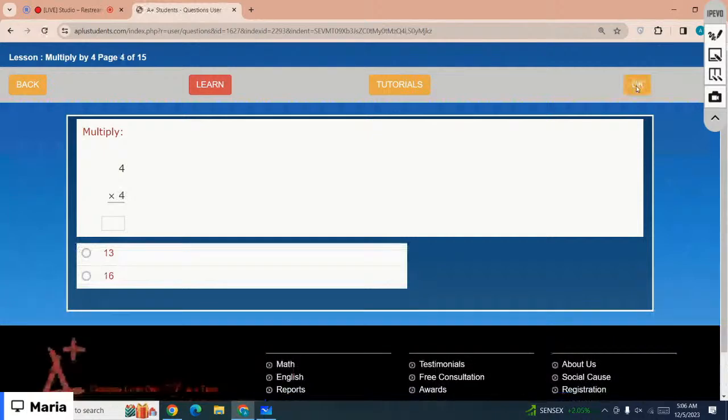The next one is 4 times 4, which is the correct option? Yes, it is 16. 4 times 4 is 16. The correct option is 16.